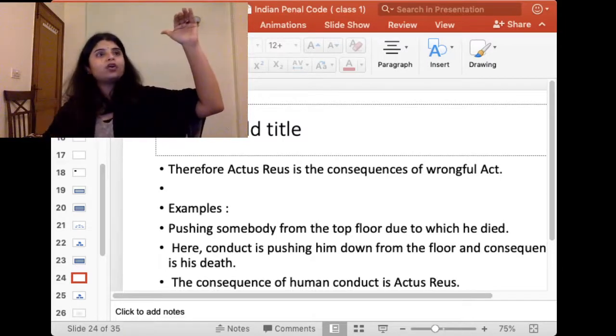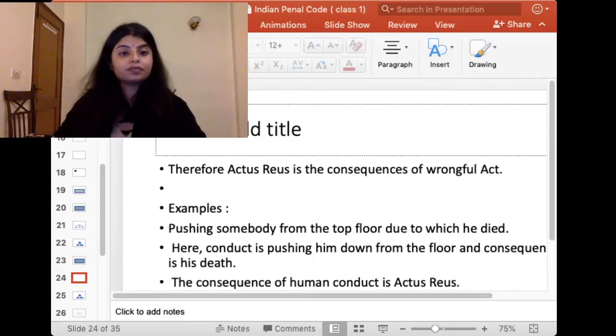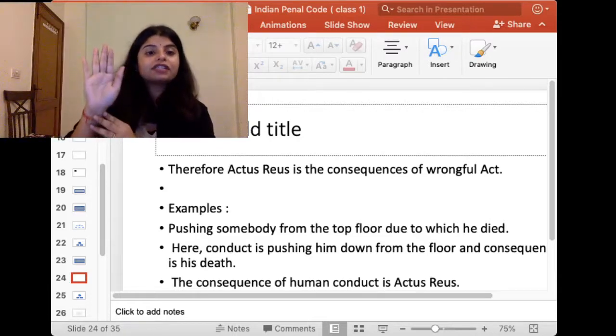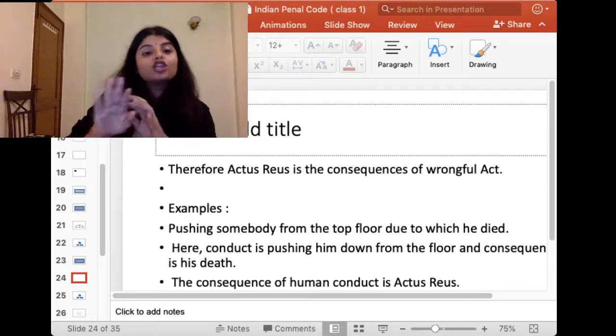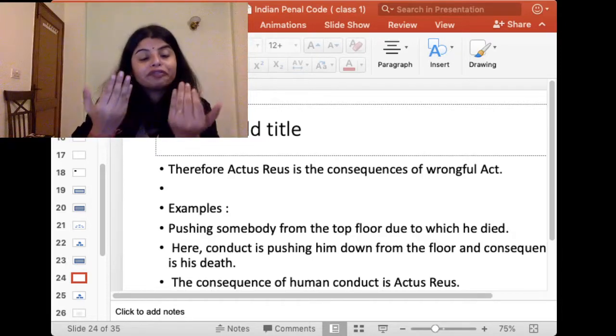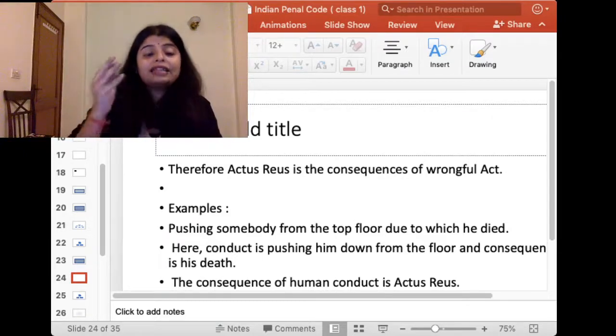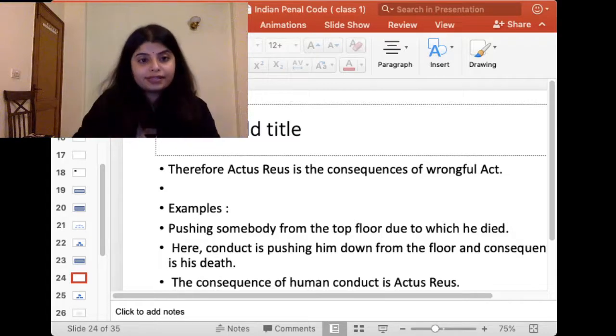Suppose you're standing on the top floor of a building, and if I push you, so there's an act, a physical conduct that has been done. The consequence of it is that you have died. And that is called actus reus because this is something that is forbidden by law, killing someone, murdering someone, and that's called actus reus.